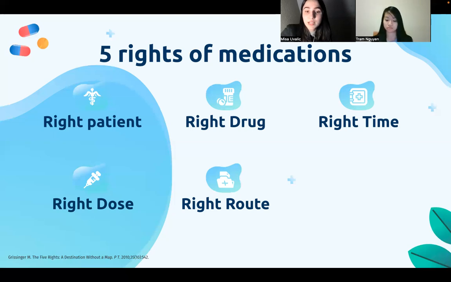Finally, the last right is the right route. We want to make sure that we're not giving medication through a route that's not intended. For example, if a patient has an order for an oral medication that needs to be put through an NG tube, we're not going to give it to them by mouth. There are different onsets for drugs based upon the route, and if we need a drug to act fast, we are not going to give the route that takes the longest for onset.